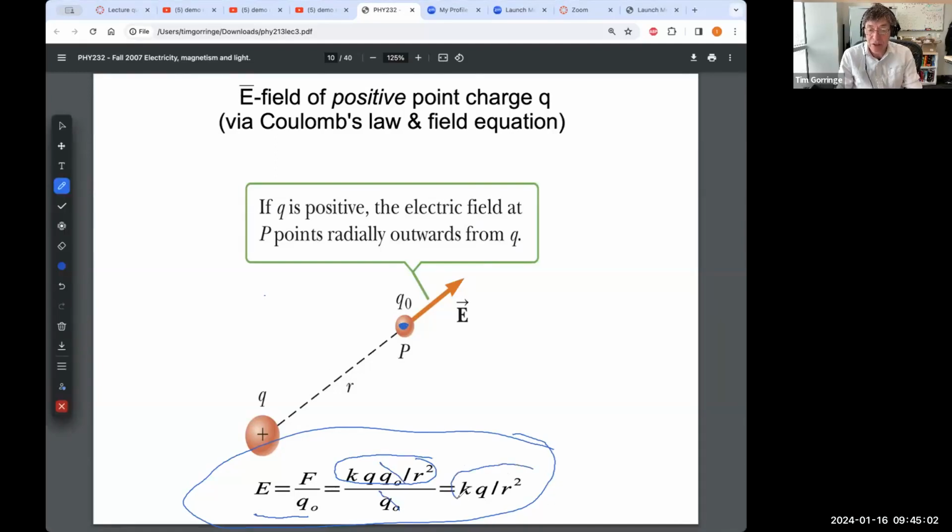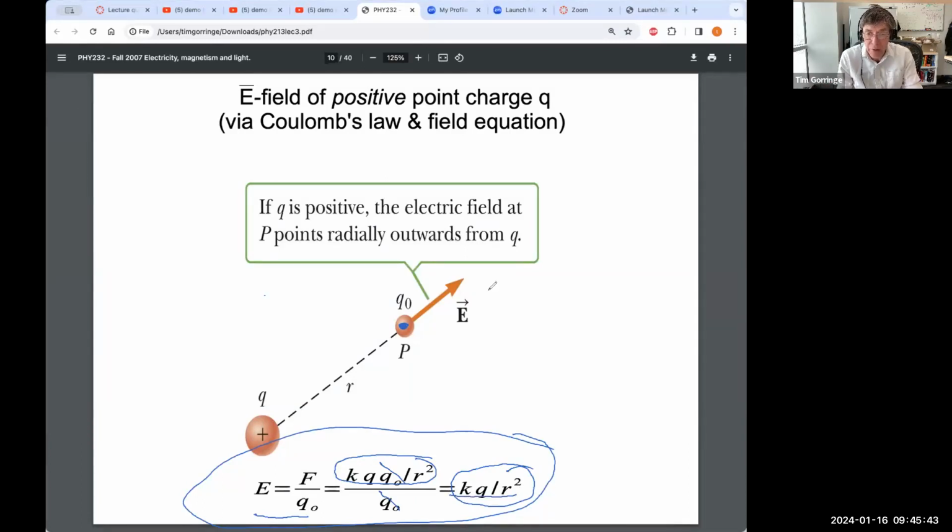This gives me an equation for the field, the size of the field, the strength of the field, due to a single point charge. It's kq over r squared. K is the Coulomb constant. Q is the amount of charge in our source charge, and r is the distance to what I will call a field point, where we're interested in the strength of the field from the test charge. And so this is an important equation. It's gotten by this combination of the field equation and Coulomb's law, but it's an equation that tells us the field of a single point charge.